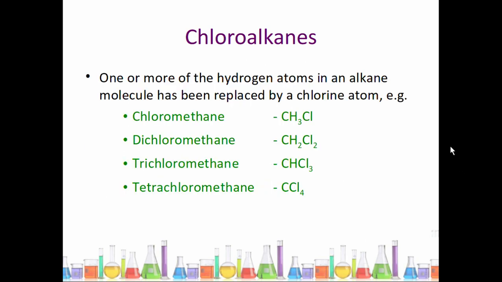So just having a look at them here, chloromethane is methane where one of the hydrogen atoms has been replaced with a chlorine atom. CH4 becomes CH3Cl. Dichloromethane, as the name might suggest, di meaning two, chloro meaning chlorines. So we've got methane where two of the hydrogen atoms have been replaced with chlorine atoms. Trichloro, three of the hydrogen atoms have been replaced, and tetrachloro, four of the hydrogens in methane have been replaced with chlorine atoms.